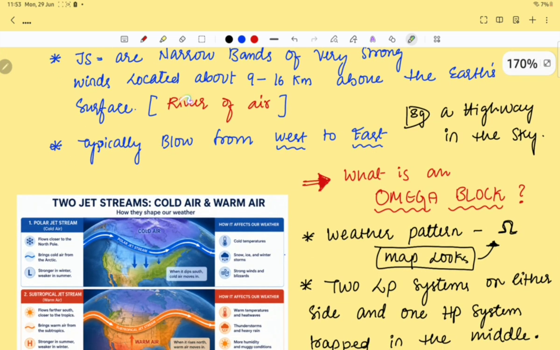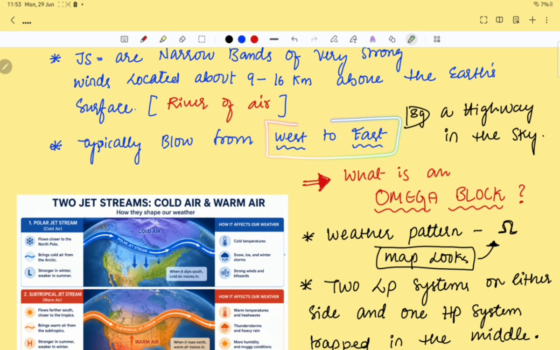And it looks something like a river of air, also called a river of air. You can also remember it as a highway in the sky. What is the name of that highway? It is nothing but the jet stream. Okay, now an important fact about jet streams is that they typically blow from west to east. They blow from west to east, not from east to west.